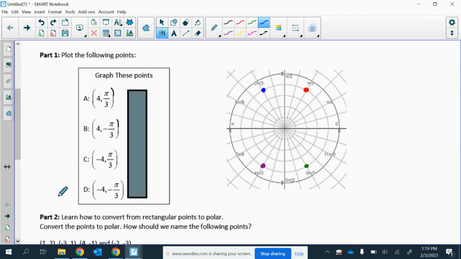So now let's do some examples. We're going to plot the following points. We're going to plot 4 comma pi thirds. So what we want to do is plot a radius of 4 at an angle of pi thirds. And so that would look like this. Notice that the radius is 4. 1, 2, 3, 4. And then there's a circle with a radius of 4 all the way around. So this is 4 comma pi thirds.